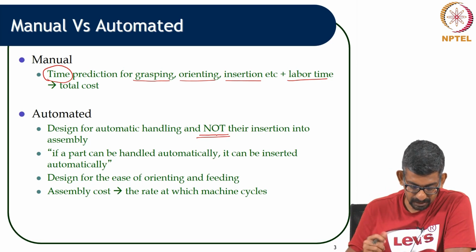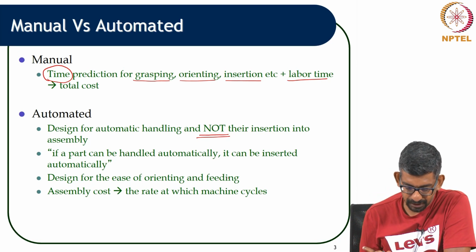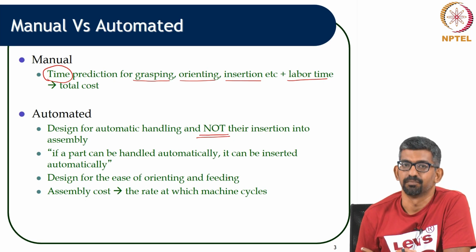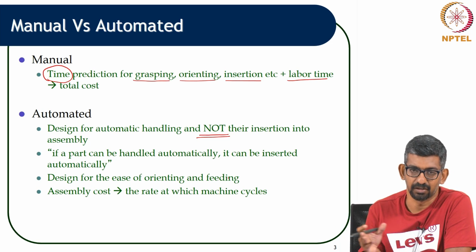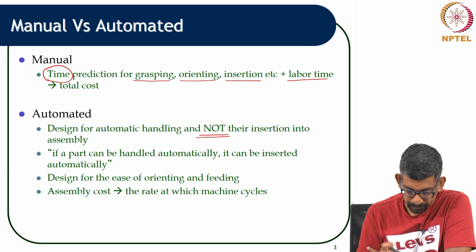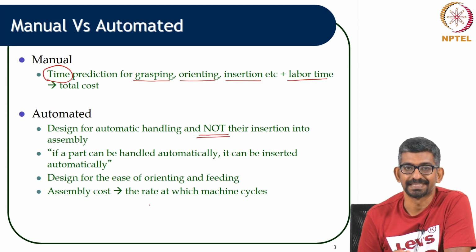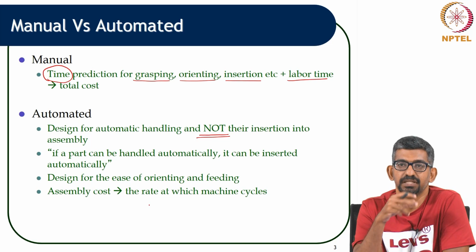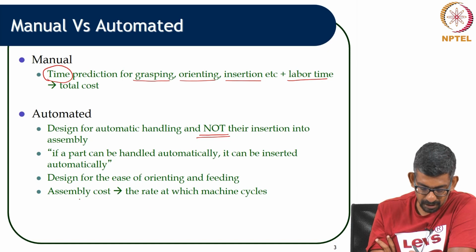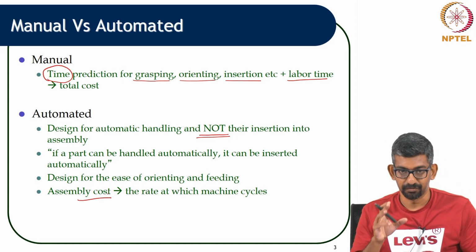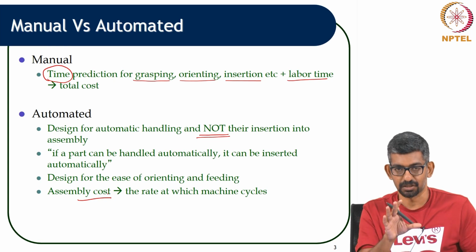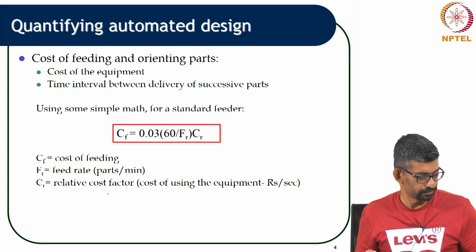So, the design for ease of orienting and feeding is the other thing, because for the feeding there is a feeder rate and all that, which we will discuss next. Basically, what the assembly cost is, is the rate at which the machine cycles. How many assemblies can the machine produce over a period of time? That is what your assembly cost essentially is from an assembly perspective. We are not talking about the material cost and all that, just the assembly cost.